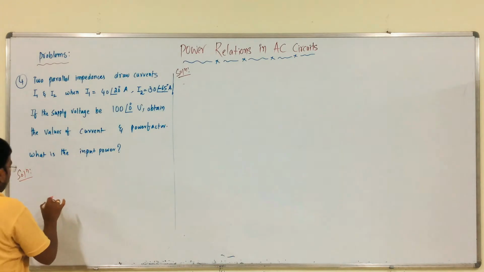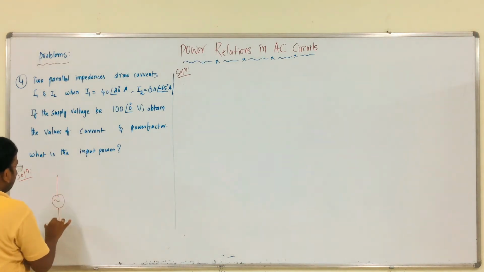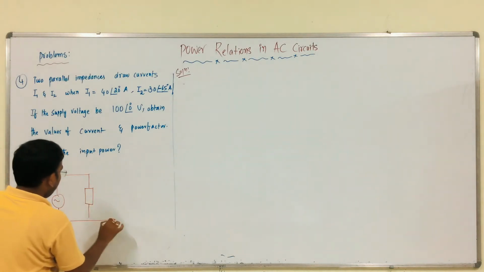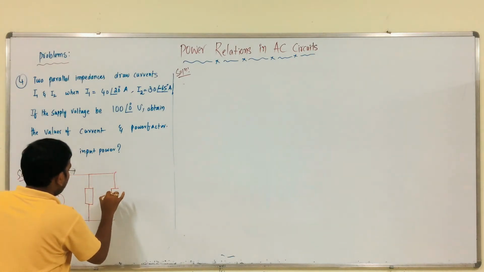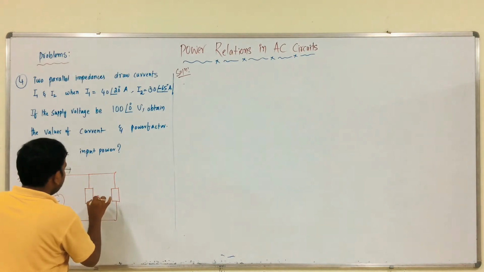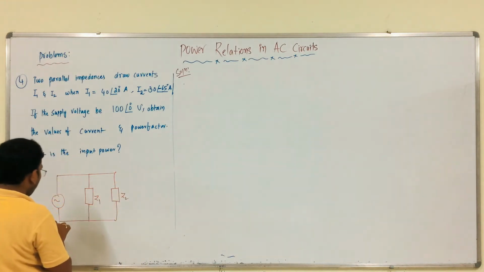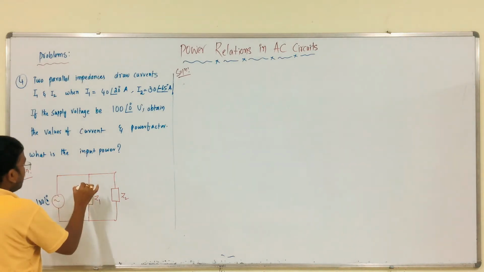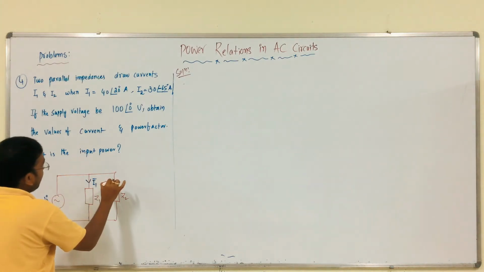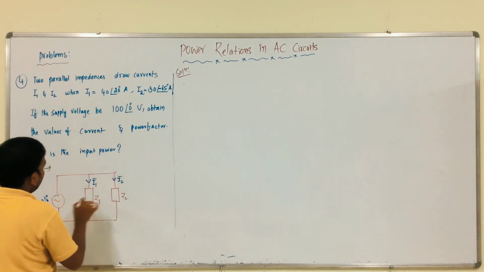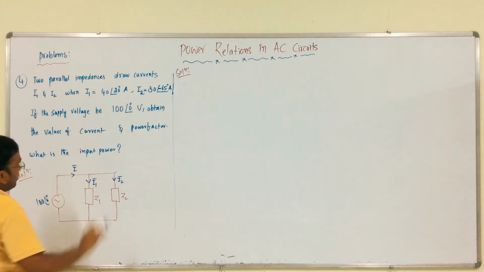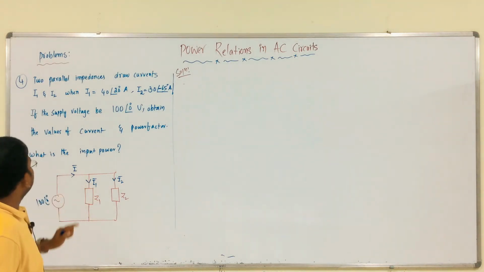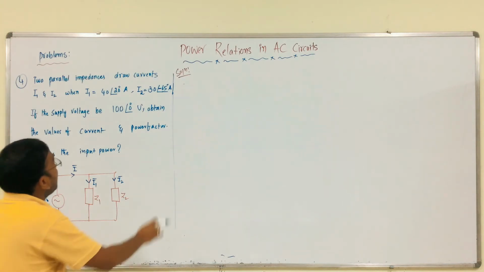Simple. This is the supply voltage, and two branches are connected in parallel. This is Z1, this is Z2, and this is the supply voltage, 100 at an angle 0. The current through this branch is I1, and like that the current through this branch is I2. He wants the source current, the actual value of current, and in addition the power factor and input power.